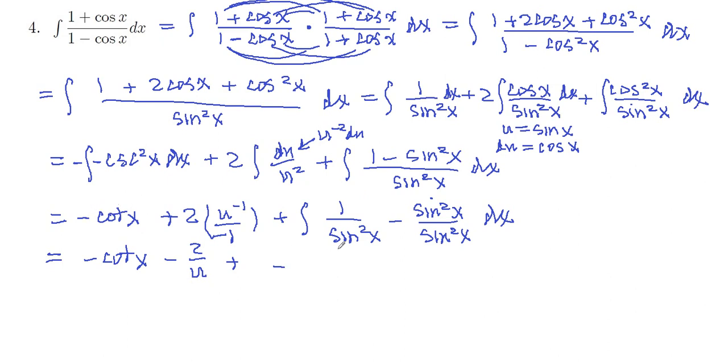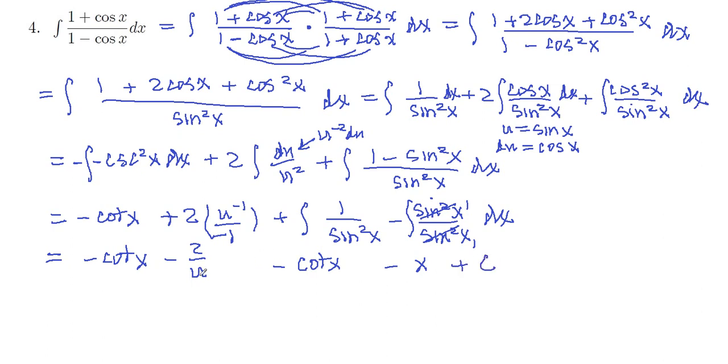So I'm doing this, integral of each piece. So this one we already know is another negative cotangent x. So I guess we don't need that plus sign. Just end up subtracting. And then here, sine squared cancels with sine squared. This is just 1 over 1. So integral of 1 dx is just x. And then plus a constant.